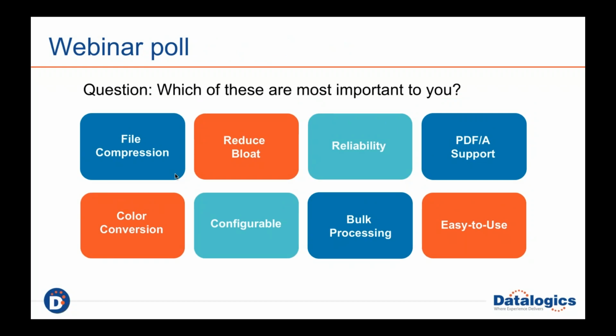So now we have an interesting question for those of you on the line. We'd like to know, out of those things that I covered, which of them is most important to you, such as, like we just talked about, PDF-A, batch processing, configurability, color conversion, reduction of bloat, compression, and being easy to use. We would like to know which of these is most important to you, and I think Chad will instruct you all on the line about a means of letting us know.